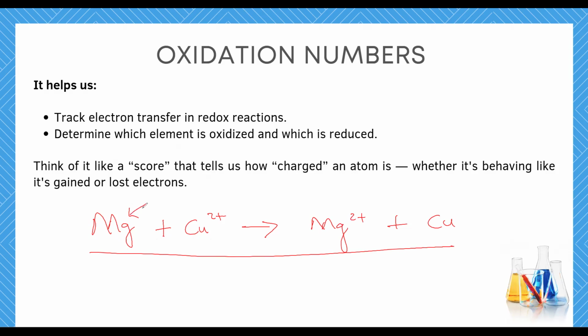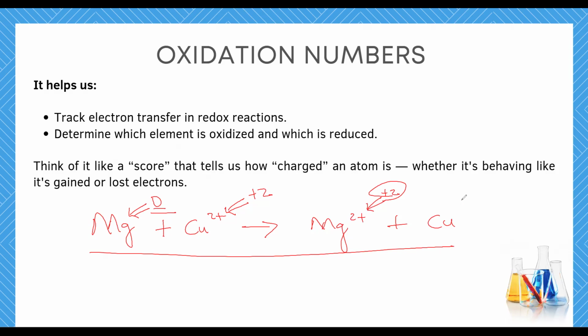The oxidation number of magnesium over here is 0. Don't worry, I'll explain why. And you can see over here the oxidation number of copper is +2. And then over here, you can see the oxidation number of magnesium has increased from 0 to +2. And that means it is oxidized because it has lost electrons.